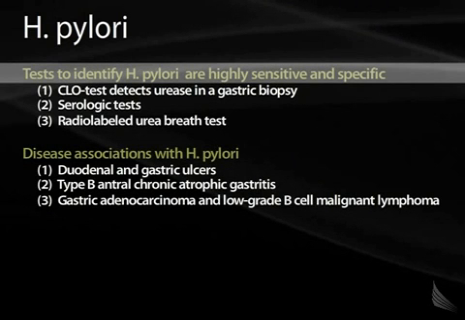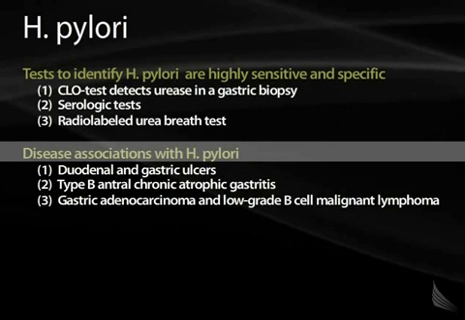There are numerous tests which are used to identify H. pylori and are both sensitive and specific. The CLO test detects urease in a gastric biopsy and is often delineated by a color change that occurs in the medium. The CLO test can be read at 24 hours, although it's often positive if H. pylori is present within 1 to 3 hours. There are serological tests looking for H. pylori both in the blood and in the stool with H. pylori stool antigen, and there's a radio-labeled urea breath test.